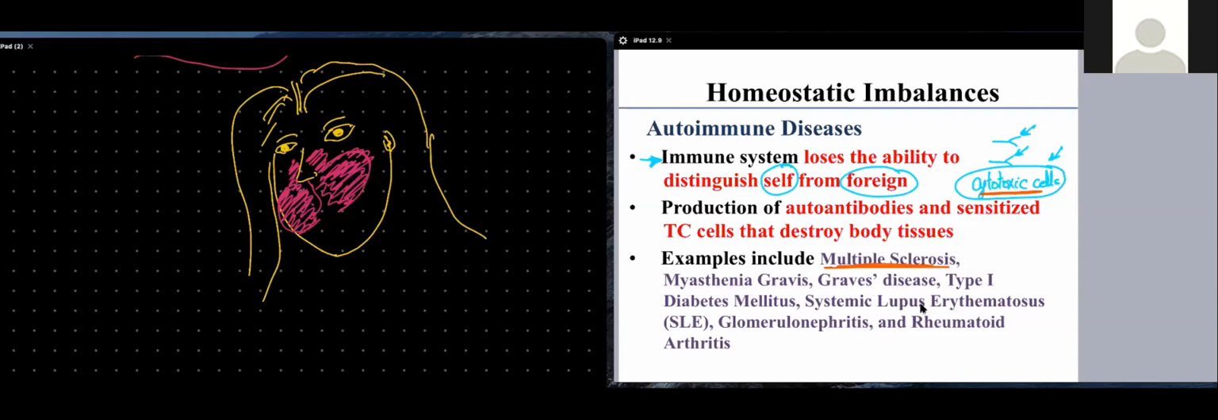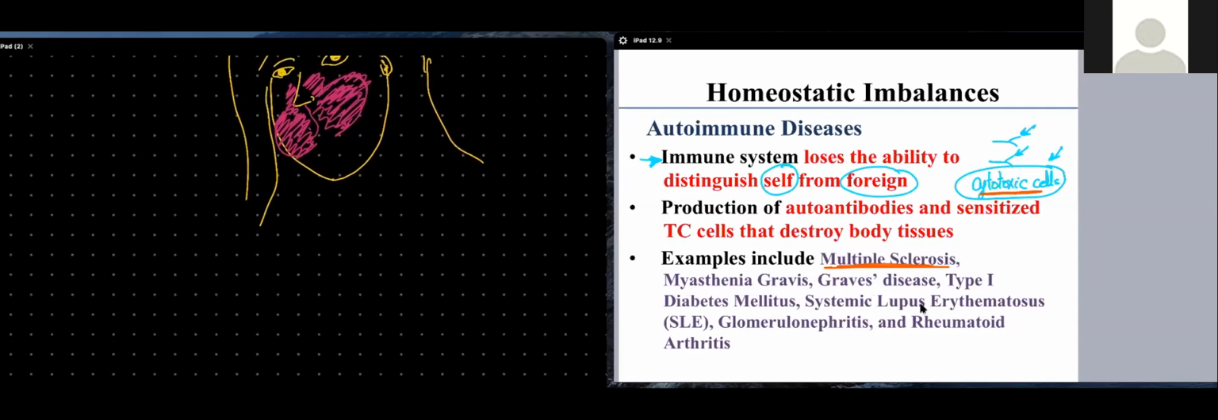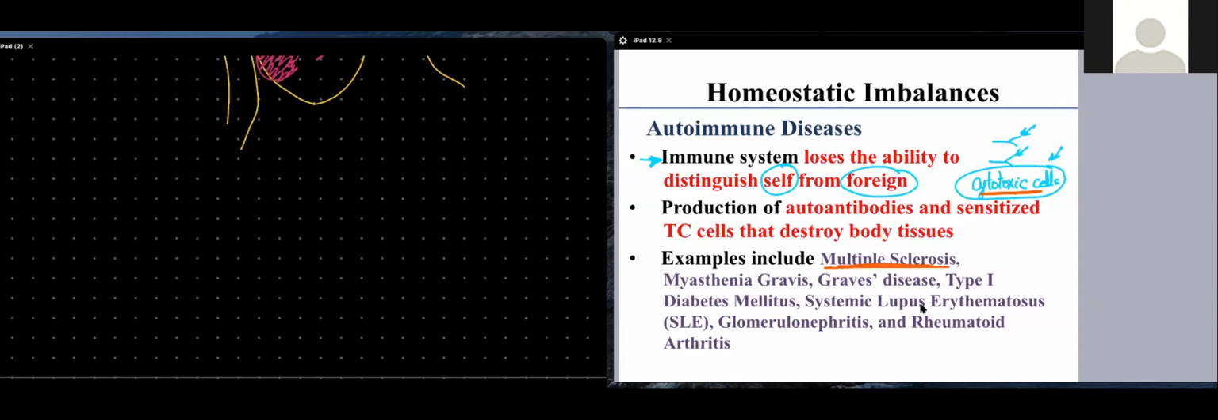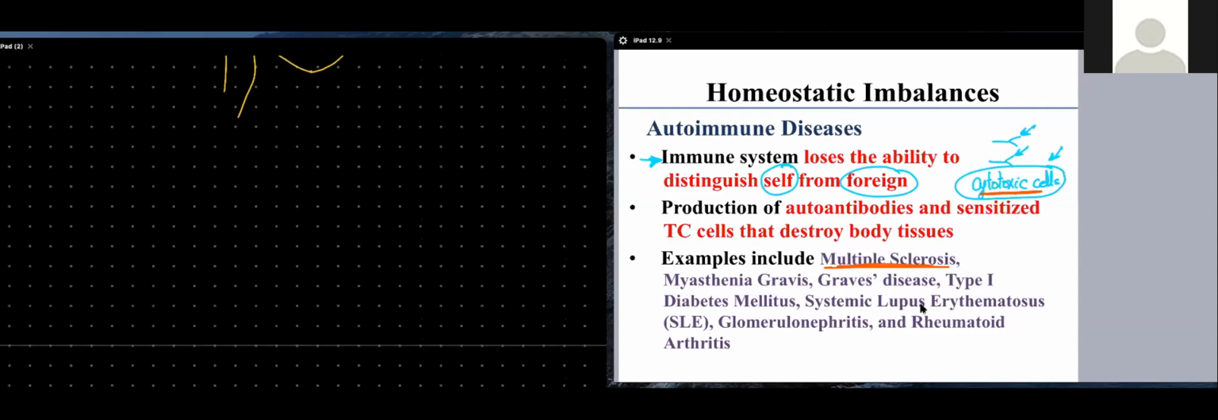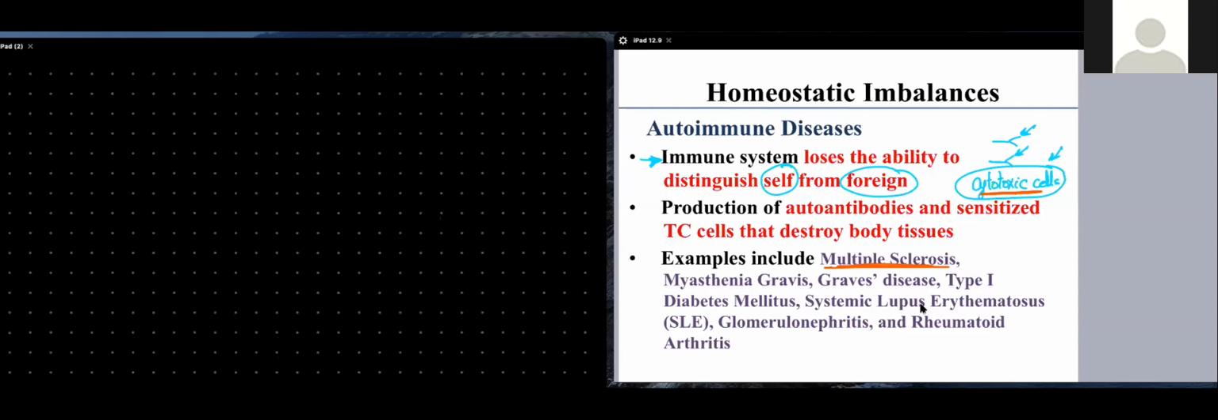Glomerulonephritis, from the name, I am attacking the glomeruli, causing the destruction of the glomerular cells, along with the basement membrane in some cases. Rheumatoid arthritis, this is also a systemic disease, and one of its major manifestations would be that it causes the inflammation of the joints.